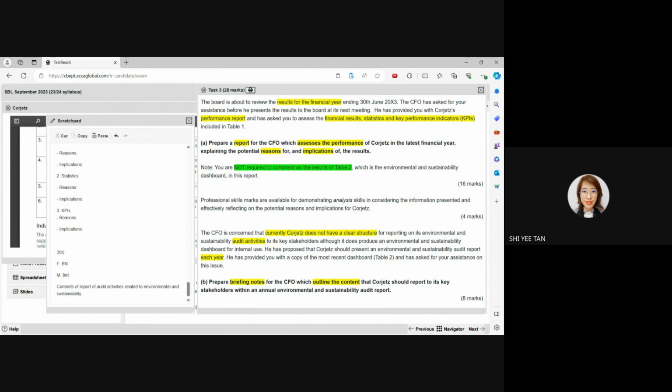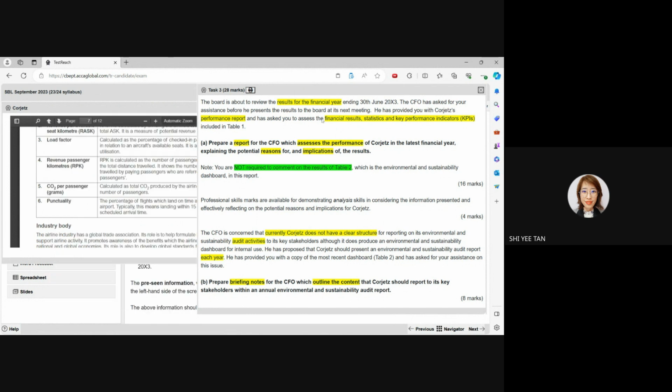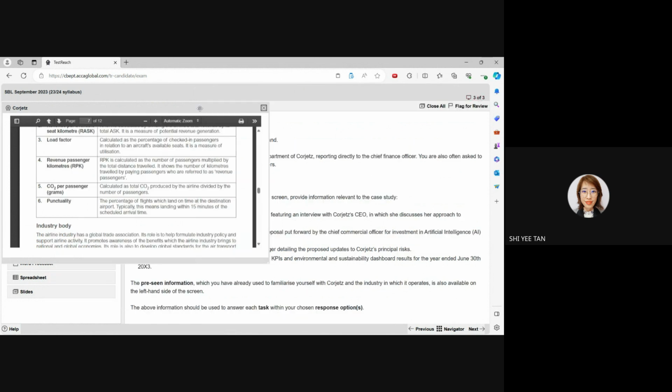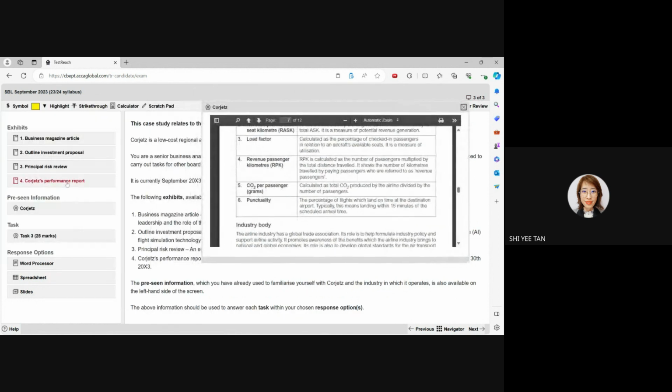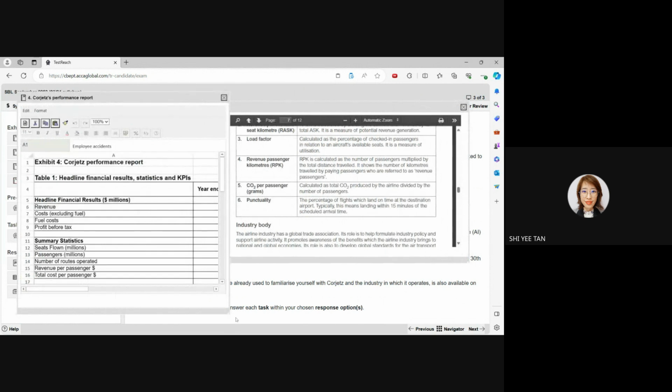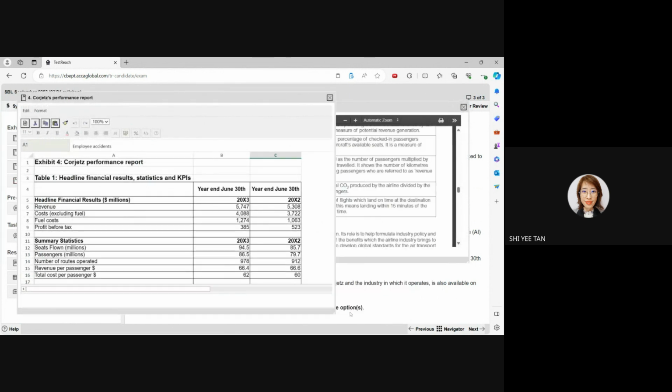Actually, somehow we can think of some content already. But it's okay, we can look at the exhibit, then maybe we have a better idea. I'll close this first, then let's look at the exhibit. This is the exhibit, and we have looked at it together.